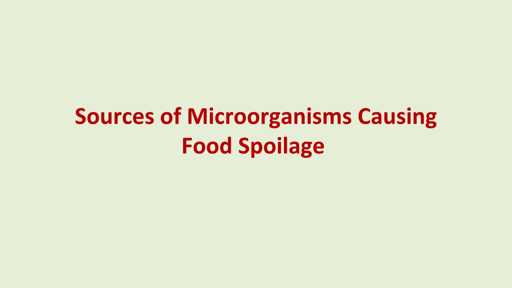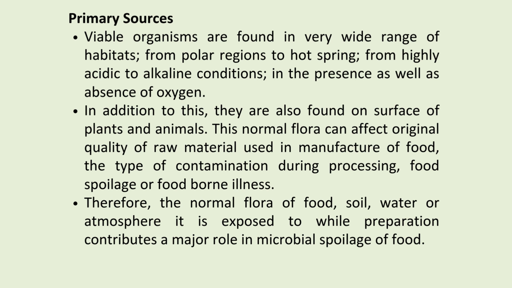Moving on, we now turn to the sources of microorganisms causing food spoilage. Primary sources are where viable organisms are found in a wide range of habitats, from polar regions to hot springs, from acidic to alkaline conditions, and in the presence or absence of oxygen. They are also found on the surfaces of plants and animals.